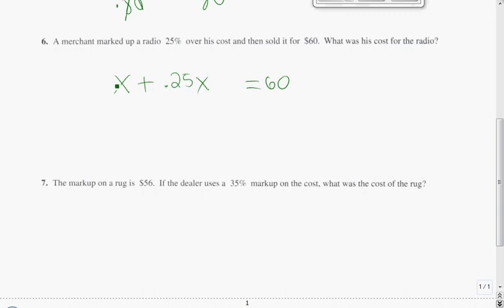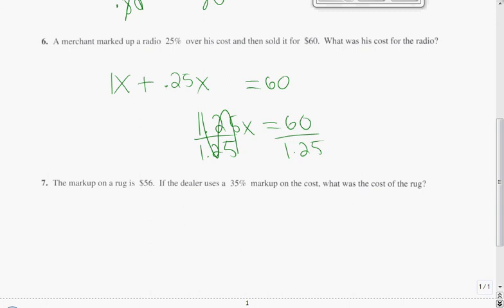So this is 1X plus 0.25X, which gives us 1.25X. I like to think of this as money. It makes it easier for me to add or subtract. So if I have $1.25X and I want X by itself, I divide by the coefficient of X to get rid of it. But what I do to one side, I have to do to the other, so I divide the other side by the coefficient of X too.